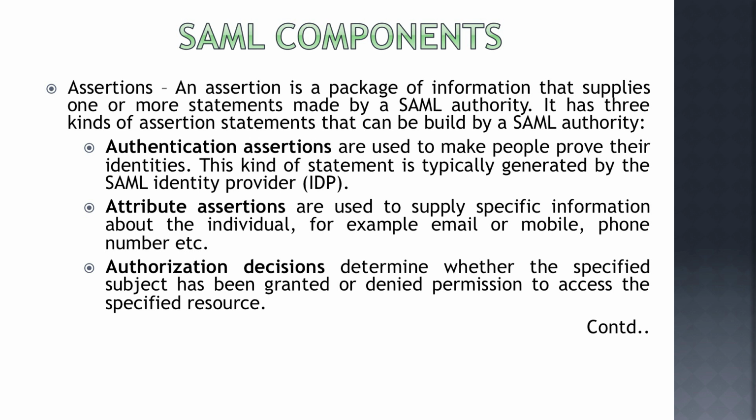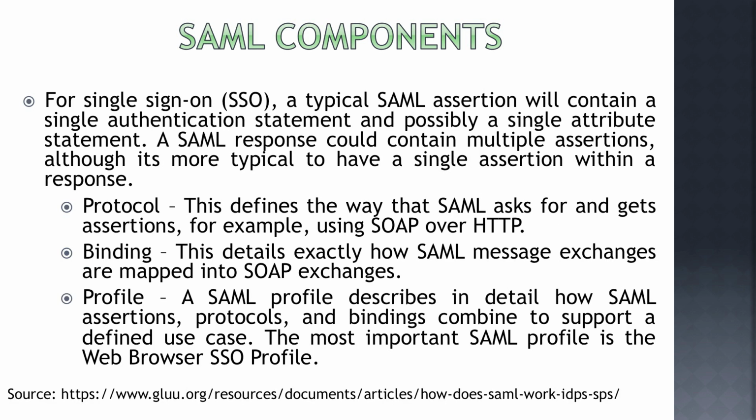The second is single sign on, which is known as SSO, a typical SAML assertion which contains a single authentication statement and possibly a single attribute statement. A SAML response could contain multiple kinds of assertions, although it more typically has a single assertion within a response. Single sign on has three things. First is the protocol. This defines the way that SAML asks for or gets assertions, for example using SOAP over HTTP.